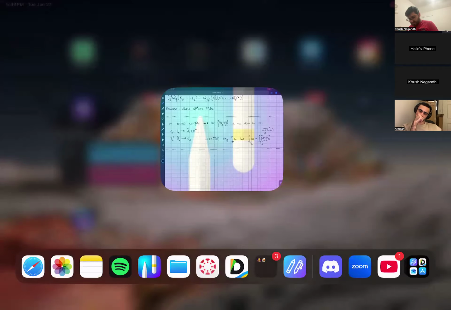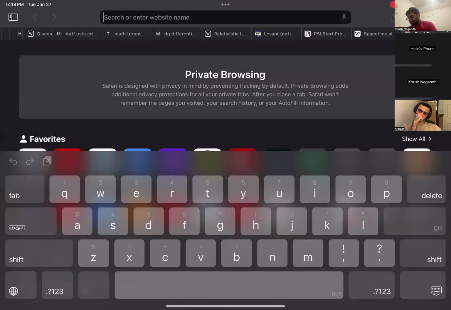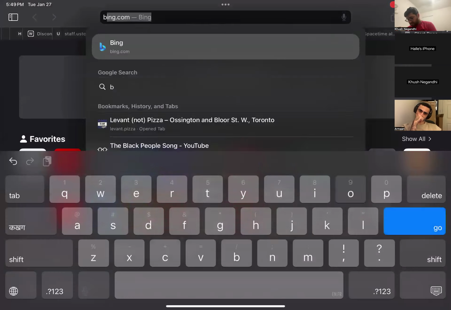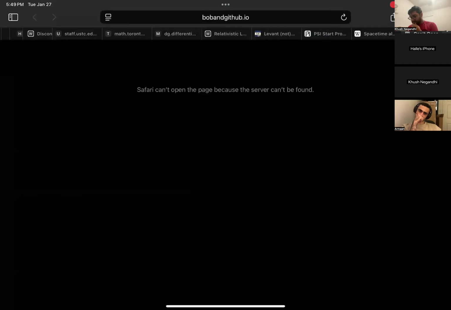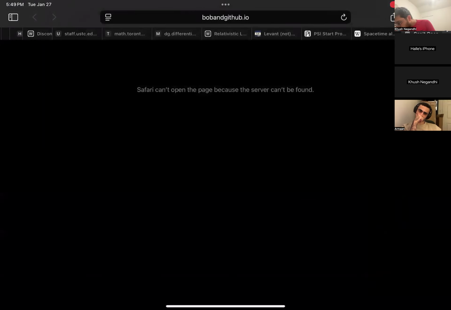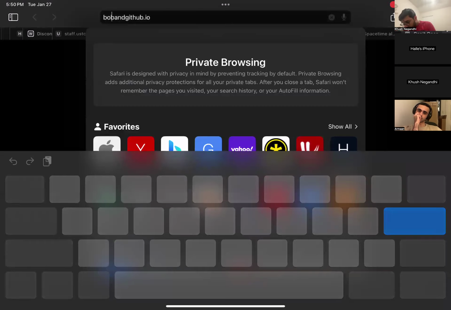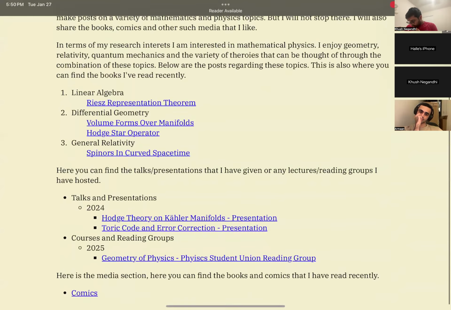Let me actually open that up. So, if you go to the website, why is it down? Isn't there supposed to be a Bob and Co? Oh yeah, sorry. Oops.